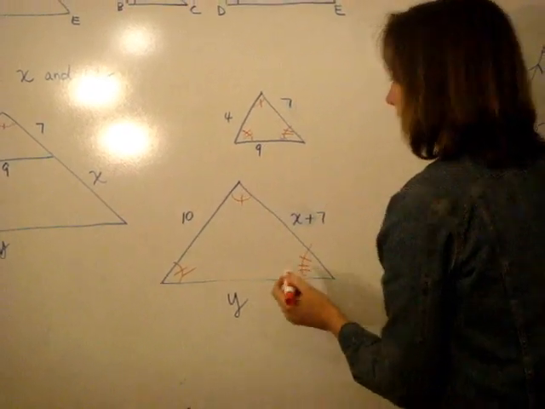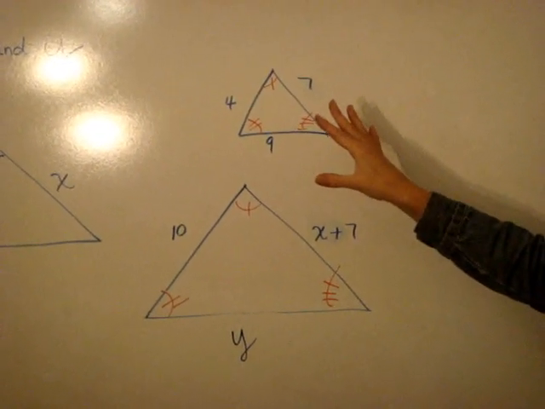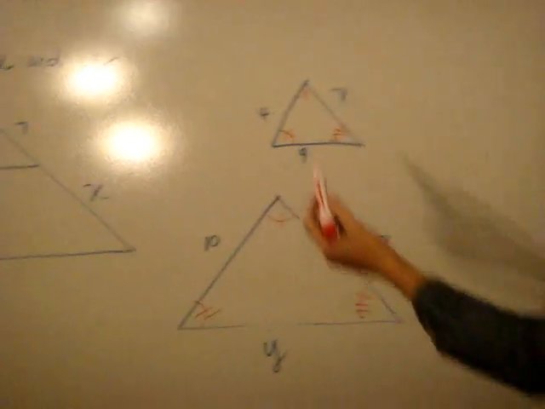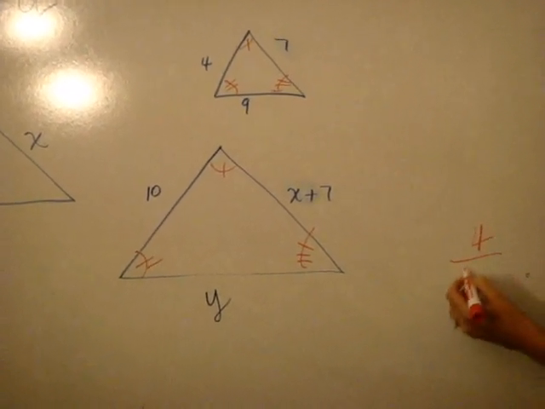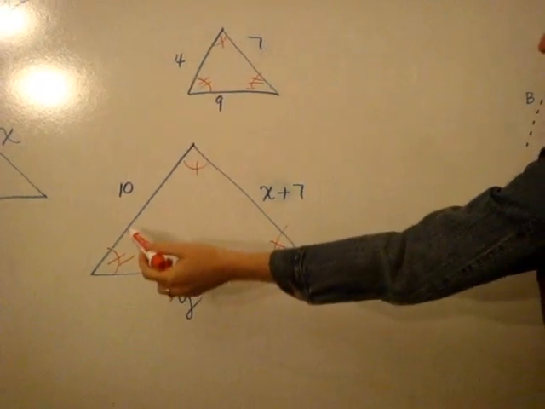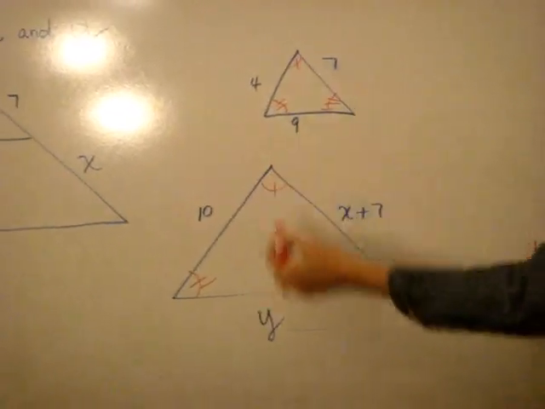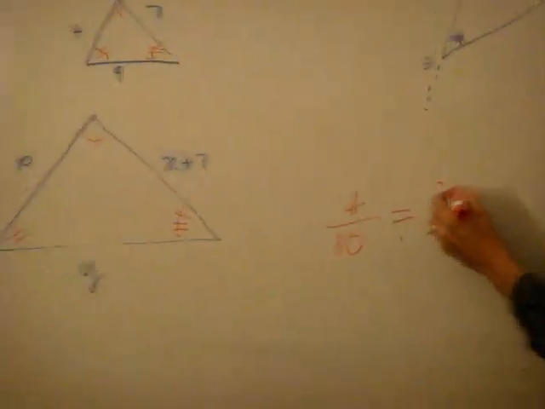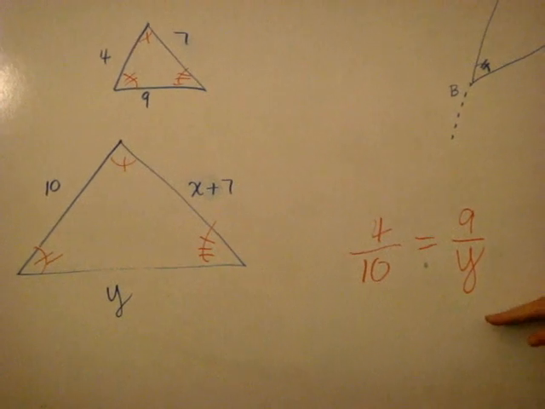And this one. If they're similar, that means that their sides are going to be proportional. So I can make proportions. I can say 4 is to 10 as, we're going little triangle, big triangle, as 9 is to Y. Just make sure you match up the corresponding sides. 9 is to Y. And I formed a ratio.